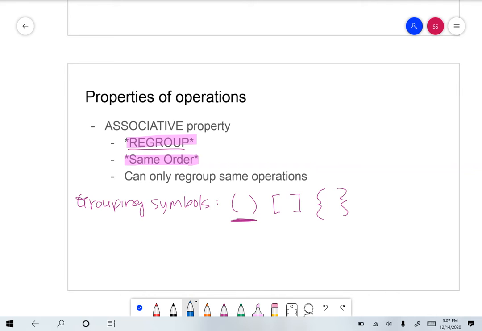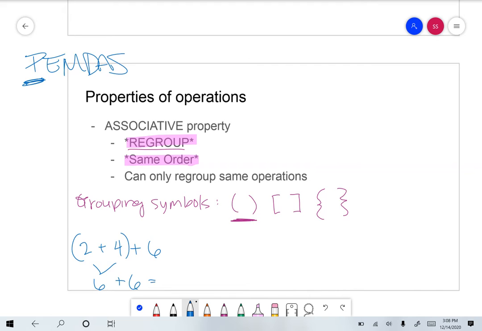If I were to have, let's say, 2 plus 4 plus 6, and I'm going to put parentheses over the 2 and the 4. Now, order of operations, PEMDAS, we would always do what's inside the parentheses first. So if we were asked to solve this expression, 2 plus 4 grouped and then plus 6, we would do 2 plus 4 first, which is 6. And then we add 6, and it would be a total of 12.